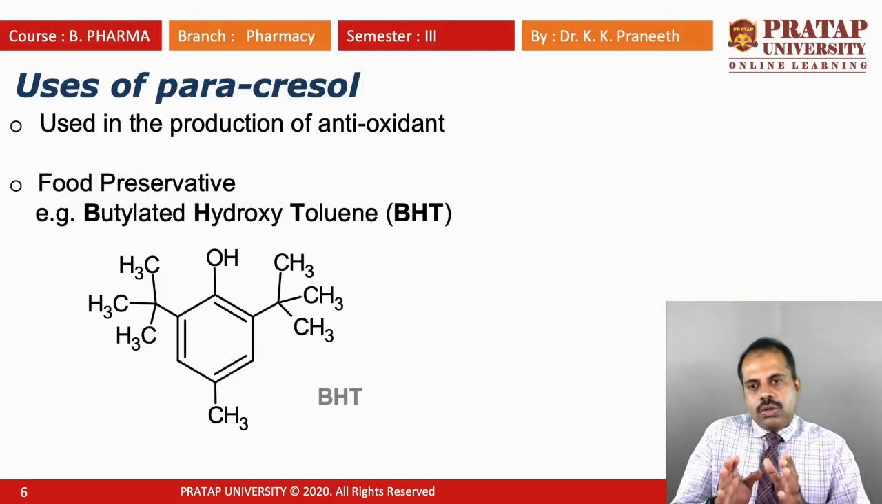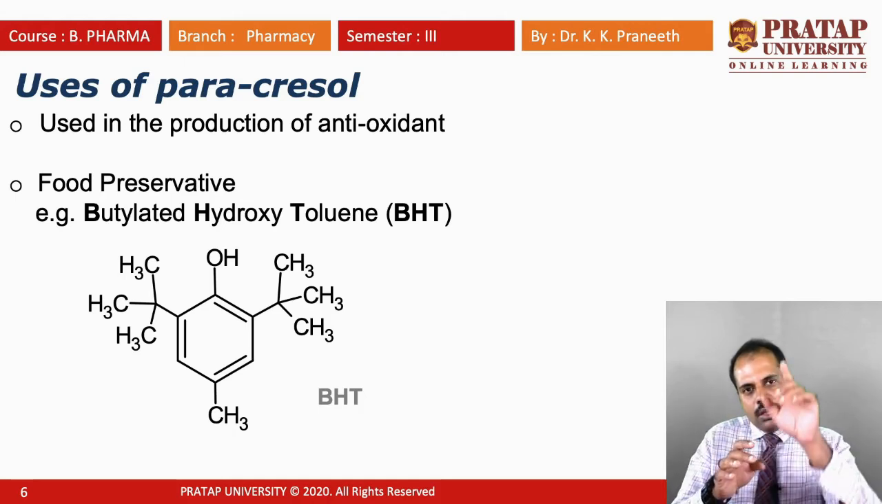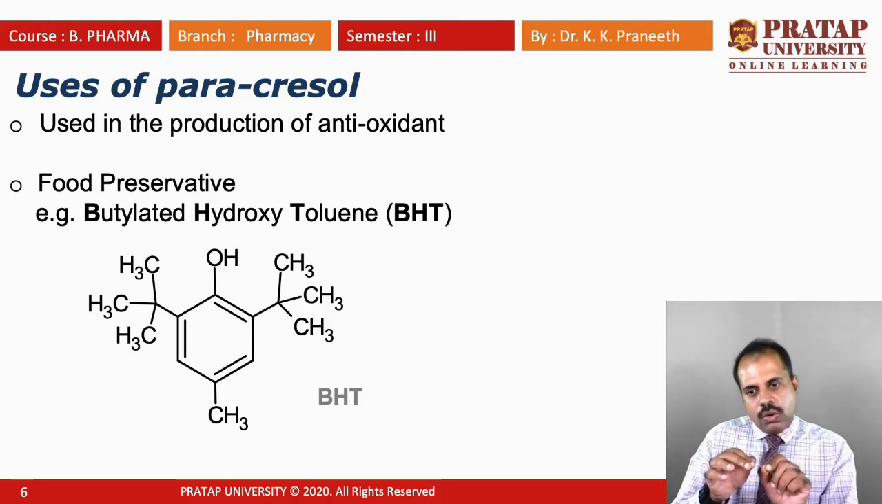Finally, we now move on to the paracresol uses. We already know the structure of paracresol, right? It has a benzene ring with OH. Opposite to the OH, that is the para position, we have a CH3 group, a methyl group. So paracresol is used as an antioxidant.